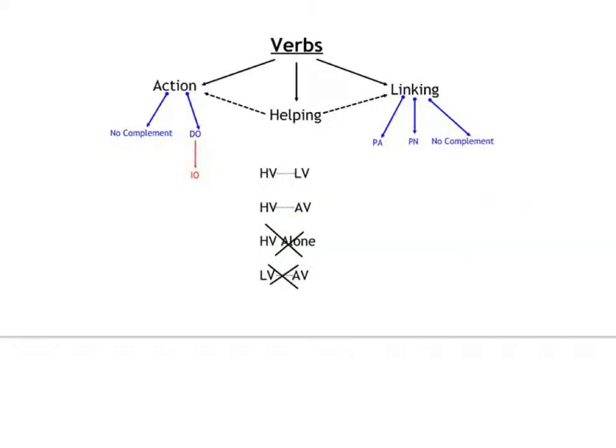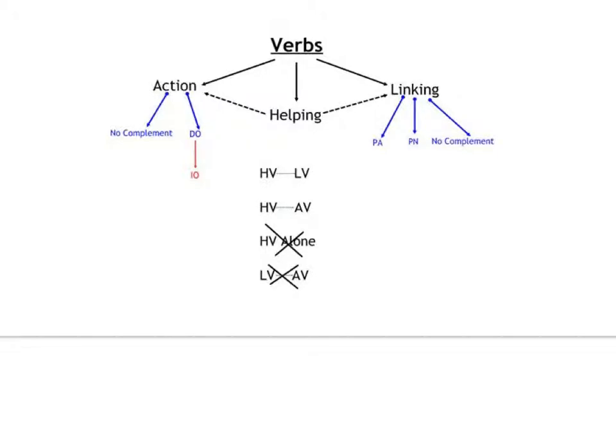I think you have figured out by now that I love this chart because we've talked about action verbs, and we know that action verbs may have direct objects, and if they have direct objects, they may also have indirect objects, or they may have no complement at all. We've talked about helping verbs, and that helping verbs can never be alone. And in a basic clause, you will always have this order of verbs: helping verb, possibly multiple helping verbs, and then the action verb. You will never have the linking verb and an action verb together in the same clause.